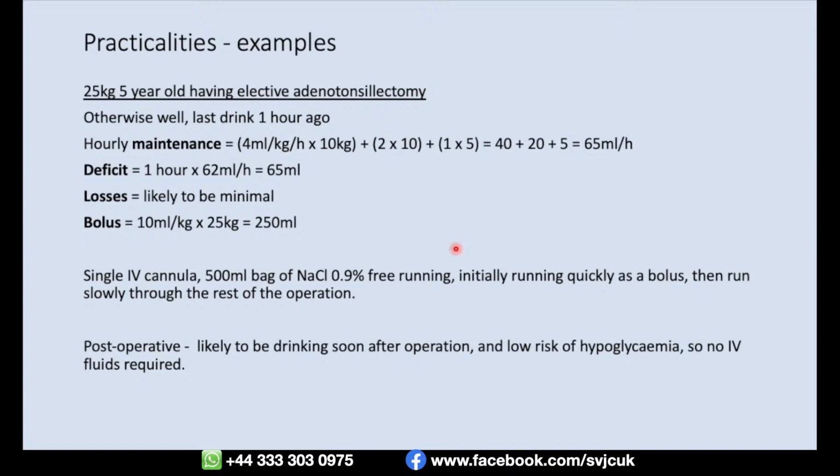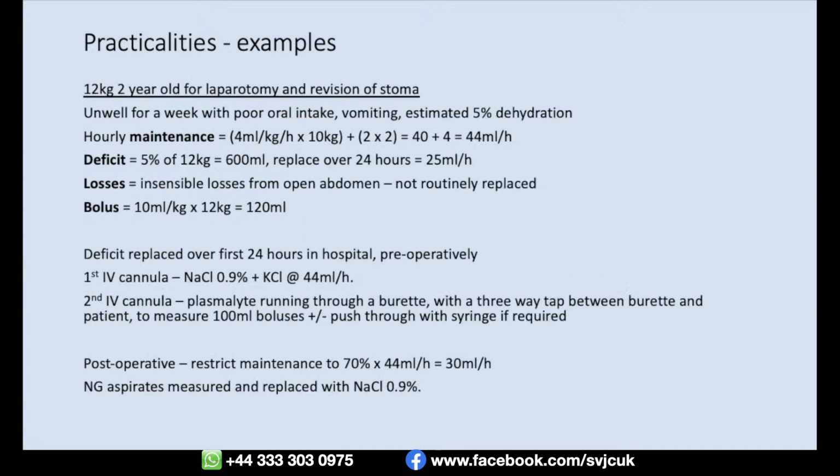And we might try and approximately give half of that quite quickly as a bolus, and then run the rest through slowly through the rest of the operation, knowing that if by accident we run the whole 500 ml bag in, we've only given 20 mils per kilo, which would be very much safe and appropriate. Again, post-operatively, they're likely to be at least drinking soon after the operation, if perhaps not eating. And with a 5-year-old well child, a low risk of hypoglycemia, so no IV fluids required post-operatively.